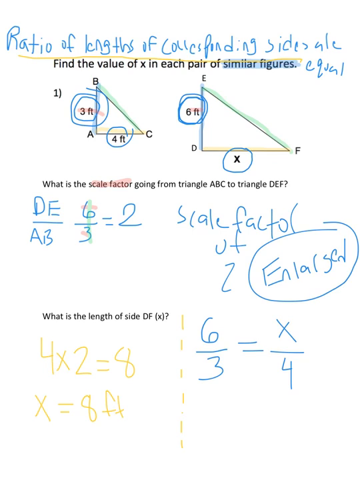Next, we solve. To solve a proportion, we cross multiply. 6 times 4 is 24. 3 times x is 3x. If I divide each side by 3, I end up with x equals 8. Once again, we end up with 8 feet.